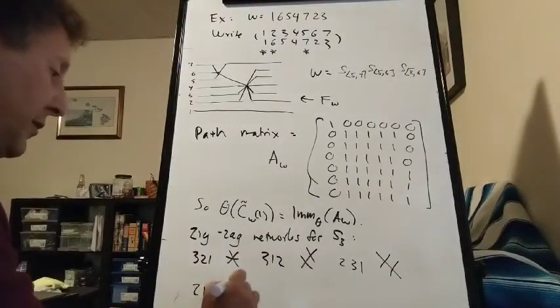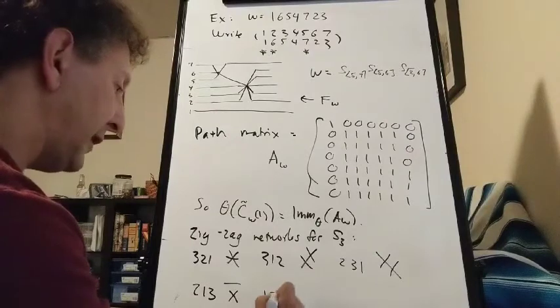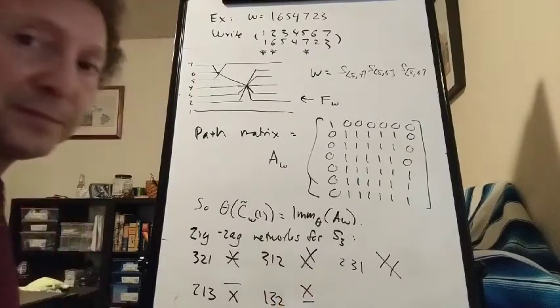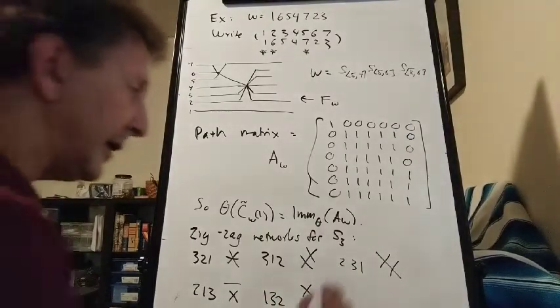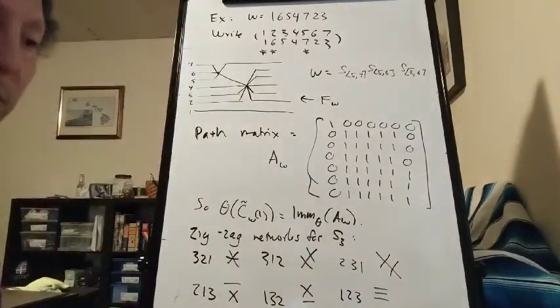For 2, 1, 3, that's just this, because this is just the adjacent transposition 1, 2. For 1, 3, 2, we have something similar. And for the identity 1, 2, 3, we just have 3 horizontal lines.